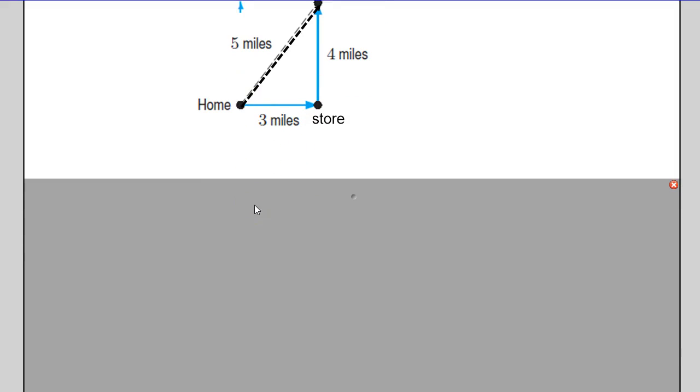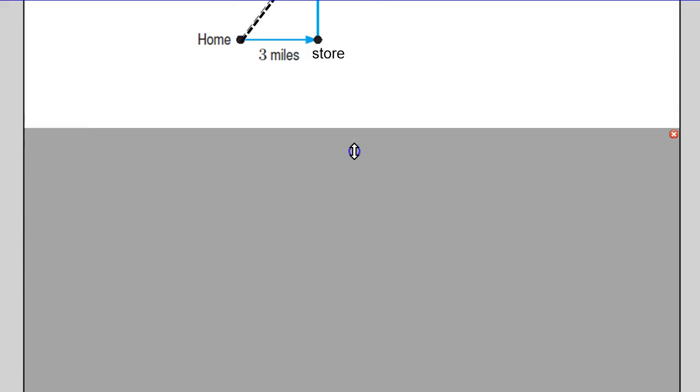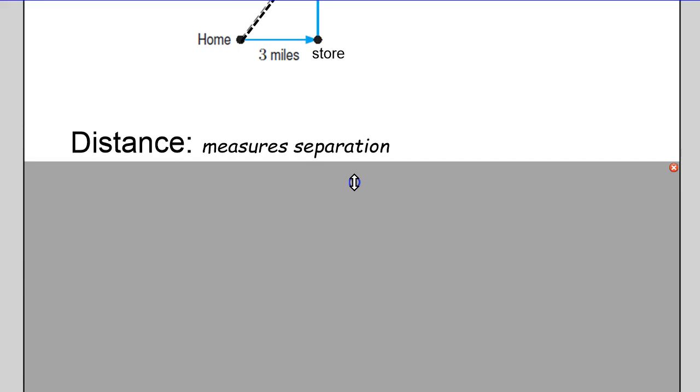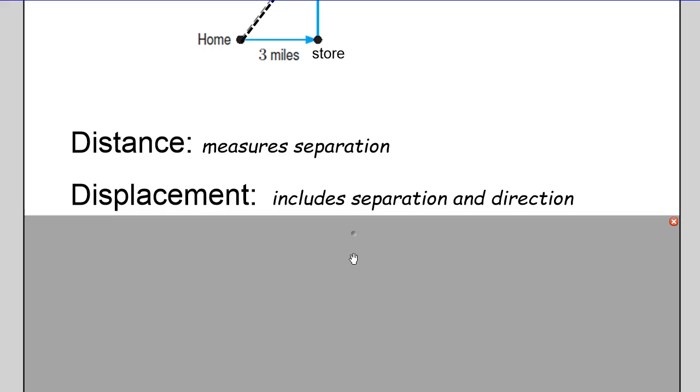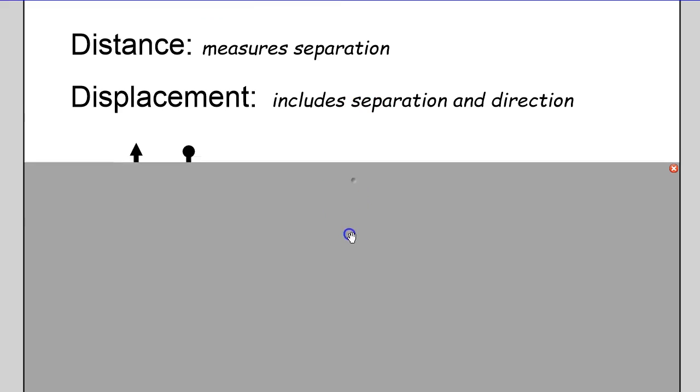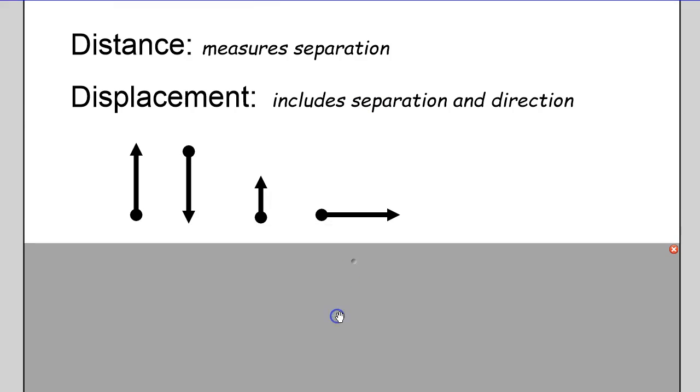Well, that's distance. But today we're going to be talking about something that is used in addition to distance. Distance just measures separation, but the word displacement includes not only the measure of separation, but also the direction, which is something that we haven't seen before in class. Here I have examples of two arrows, and arrows are used to represent displacement. The two components of displacement are not only separation, but also direction.